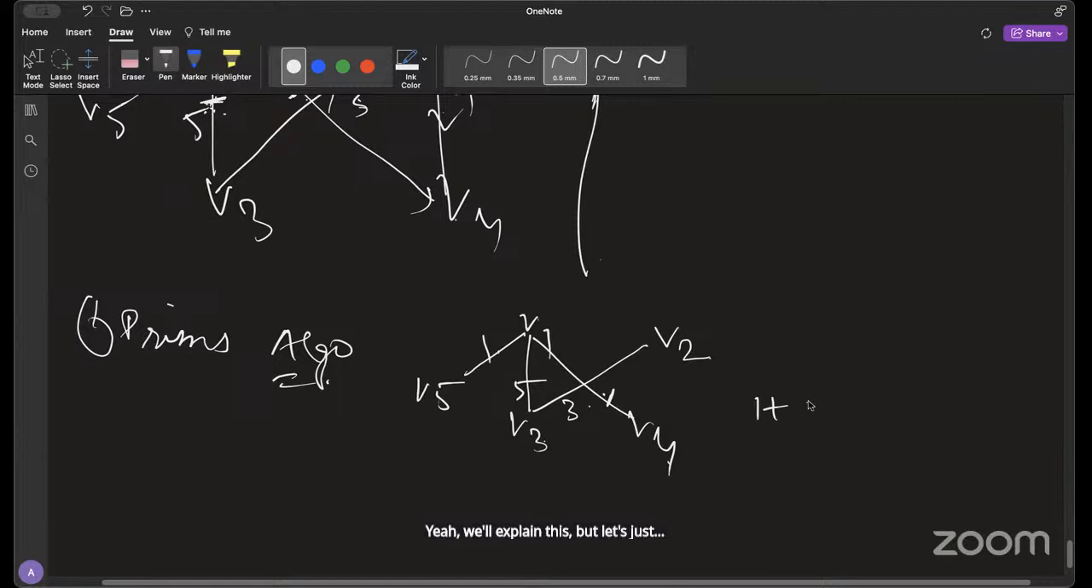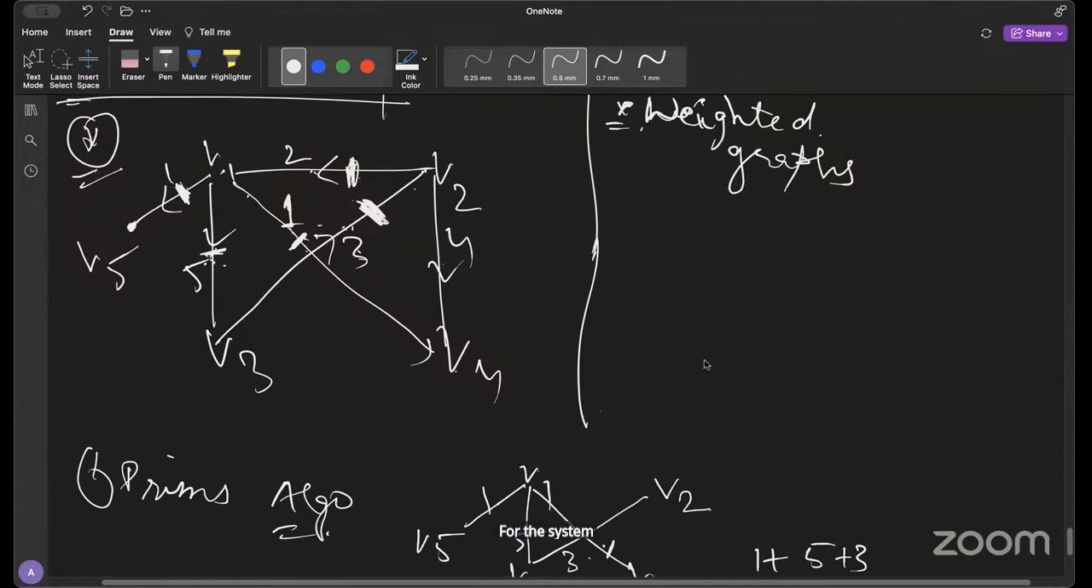Let's just say 1, 5, 3, and the weight of this is 1, right? So this is 8, 9, 10. So this is 10. What you do in Prim's algorithm is you start with the edge that has minimum weight. Either this has minimum weight 1 or this has minimum weight 1. You can choose any one of them. Let's just say I'm starting with this one.